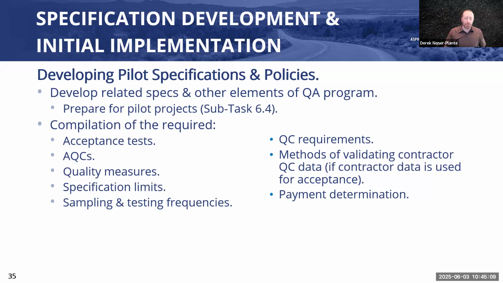Then finally, the measures, average, single test, etc., specification limits, all dependent on the sampling and testing frequencies. What's required for QC? Often we breeze right past that and just jump to acceptance, like I said earlier. QC is a good tool to start with some of these things. Have the QC testing be able to do this. And then finally, payment determination.